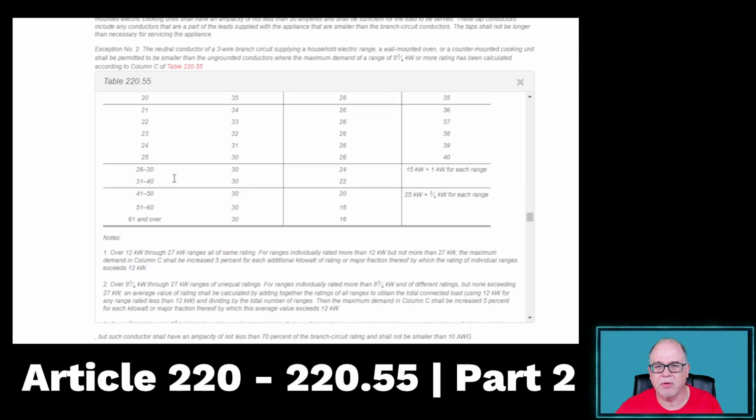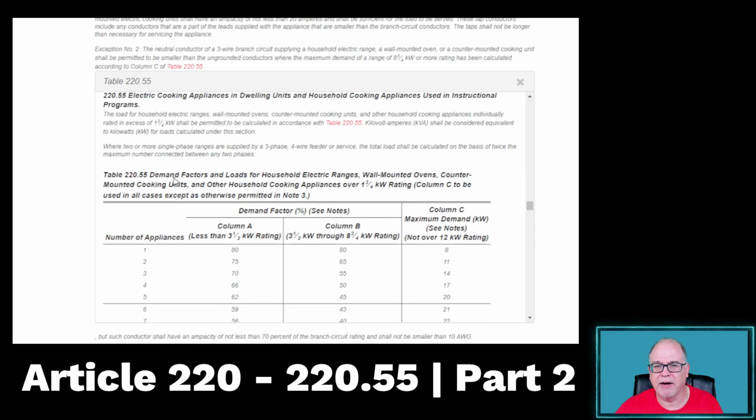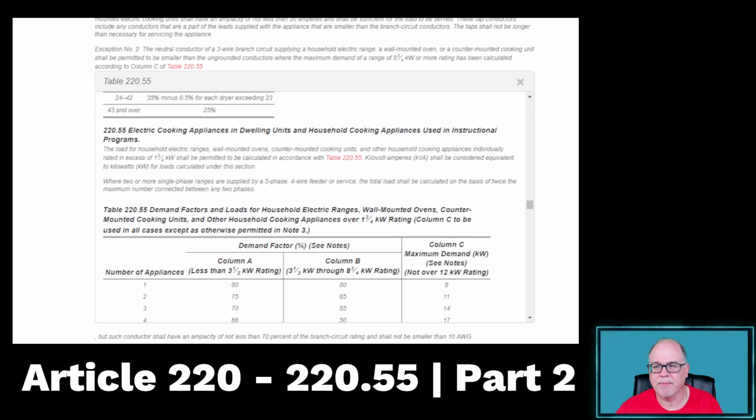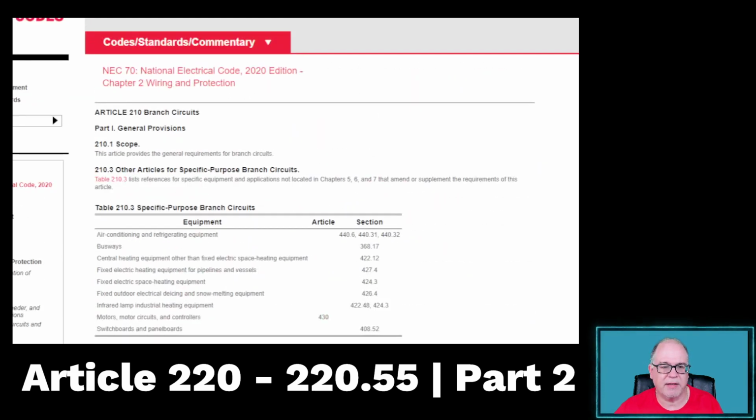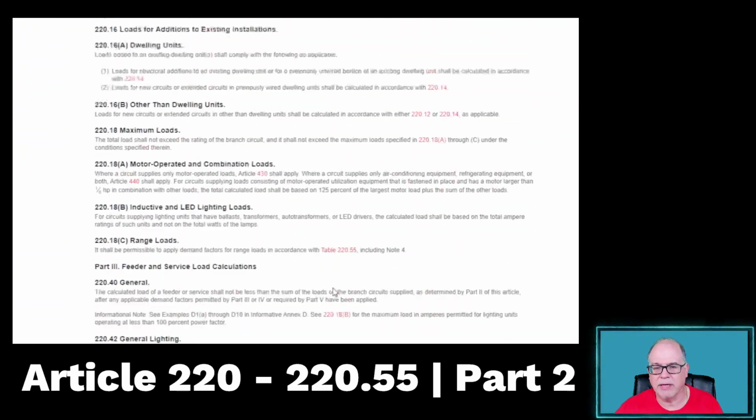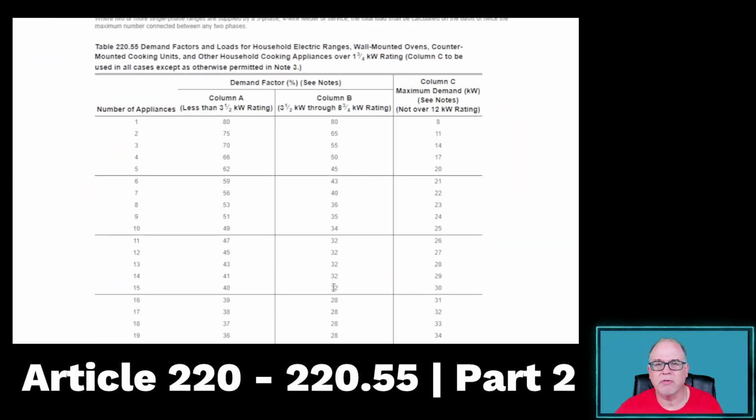So here's the table. We're going to be looking at it right here, 220.55. In fact, let's make it easier. Let me go to that table rather than having to do an in-view. That way it just makes it easier for you all to see what we're looking at. So here's our table. This is what we're looking at.